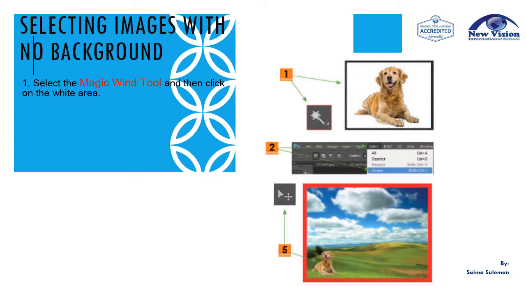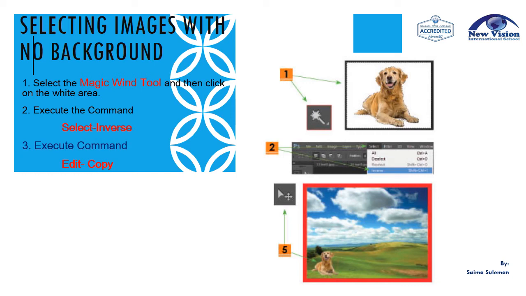Select the magic wand tool and then click on the white area. Now you can see on the right side that I have selected the magic wand tool. You can see on your Photoshop editor where the magic wand tool is. Now execute the command select inverse. On number 2, the picture is over here. When you select the select menu, you will find the inverse command there.